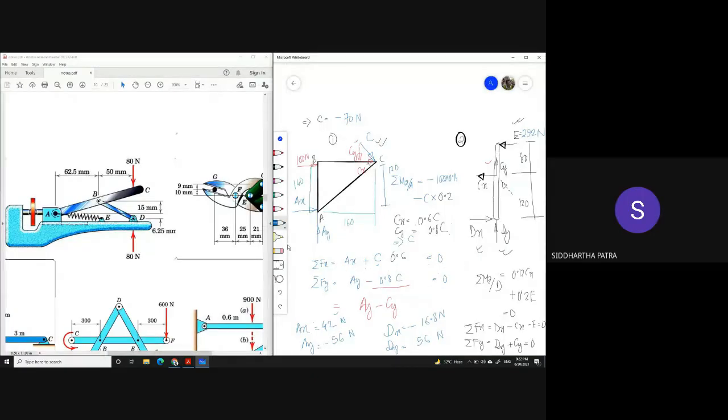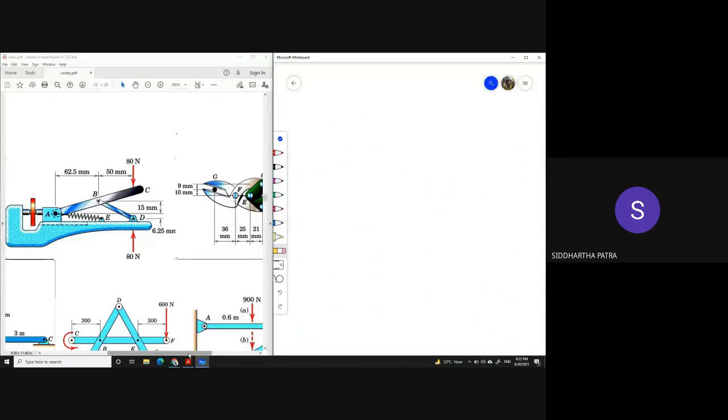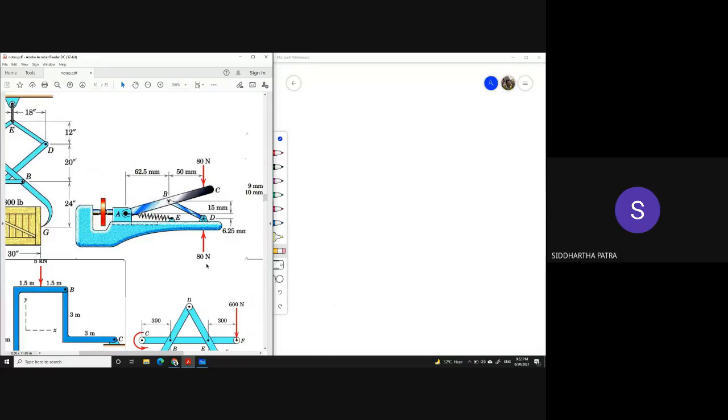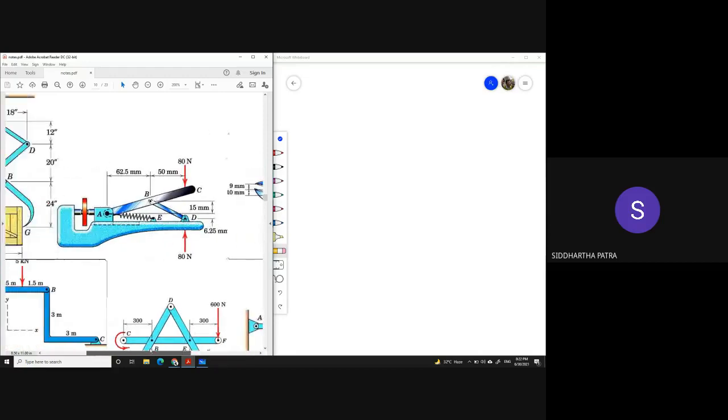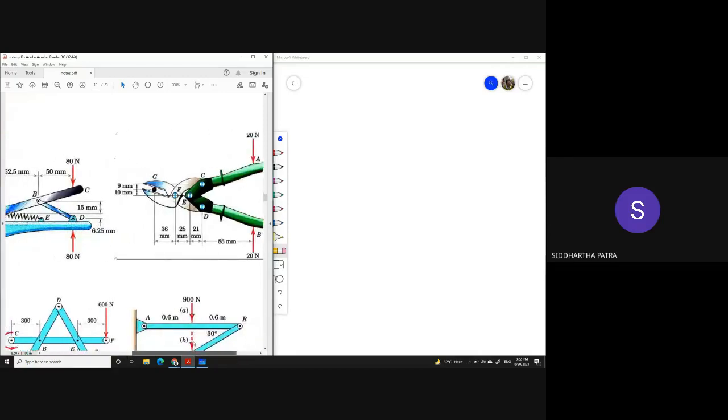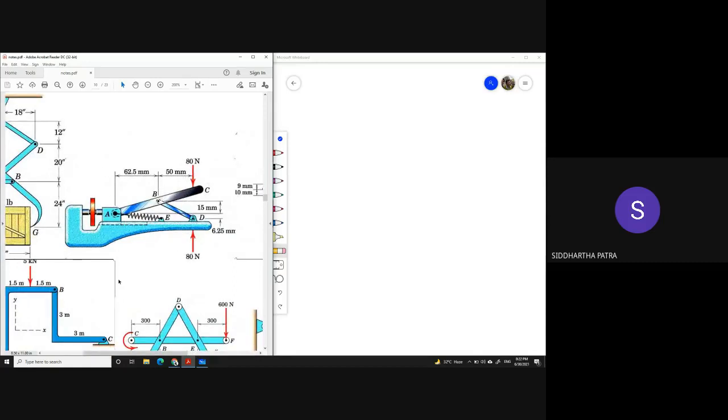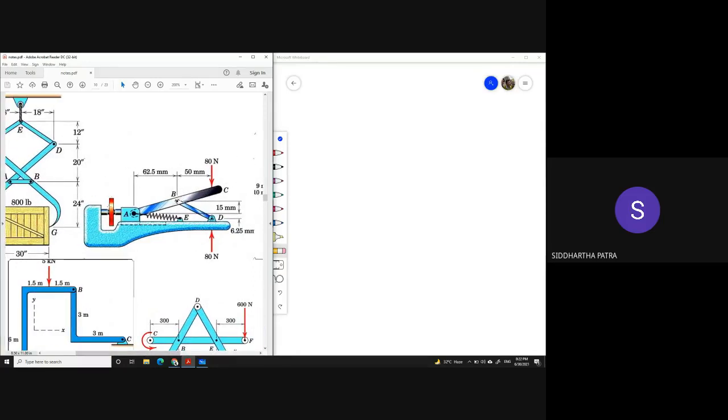Okay, so let's move on to the next problem. So this one, the question here is that if I apply 80 Newton force at the handles, how much is the clamping force for the object? You see this block A right here.